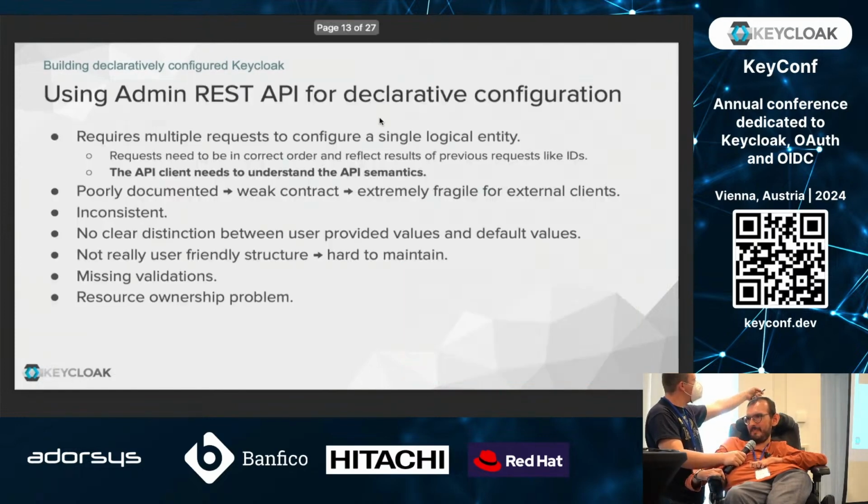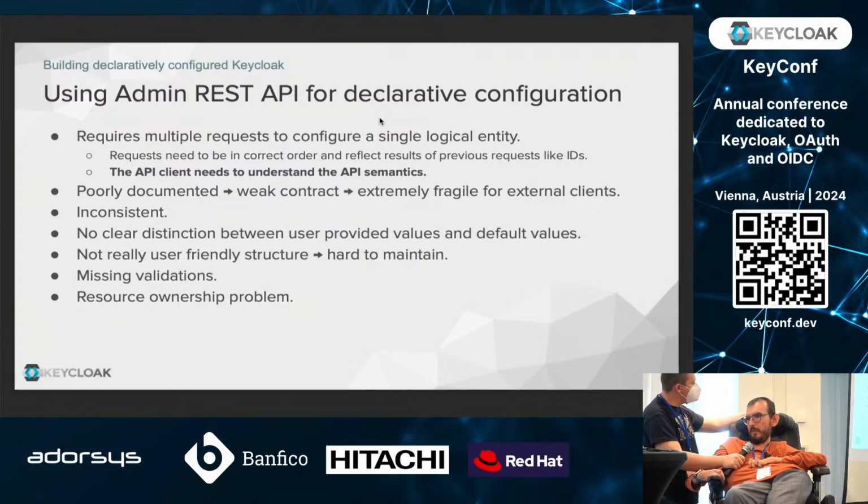Okay, next slide, please. So we can see that there are several issues with that. A single logical entity, for example a client and its roles, requires several requests to Keycloak, right? And what's even worse, the API client needs to understand the semantics of the API. It needs to understand that in order to create the role, it needs to create a client first, right? That's one of the problems.